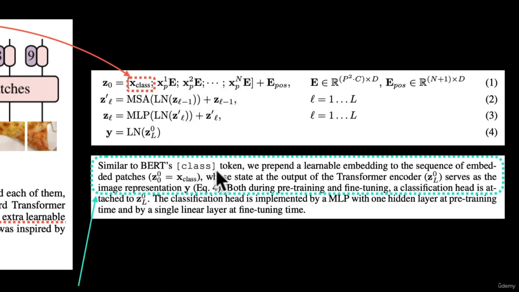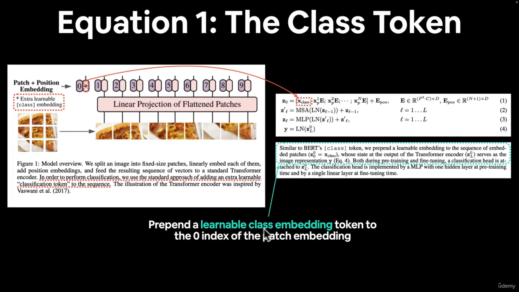So similar to BERT's class token, we prepend. Prepend means to add to the front instead of append, which goes to the back. We prepend a learnable embedding, so our token needs to be learnable, to the sequence of embedded patches. So z_0^0 right at the start equals x_class, whose state at the output of the transformer encoder, z_L^0, so that's this one here, serves as the image representation y, so this is related to equation 4 as well. So prepend a learnable class embedding token to the 0 index of the patch embedding.